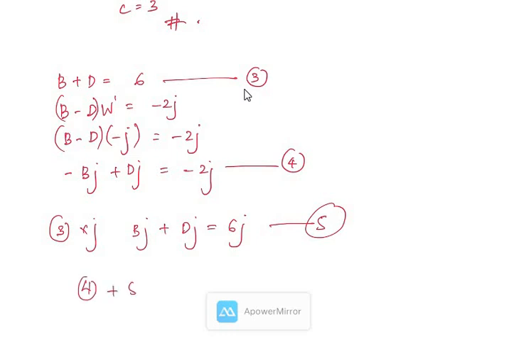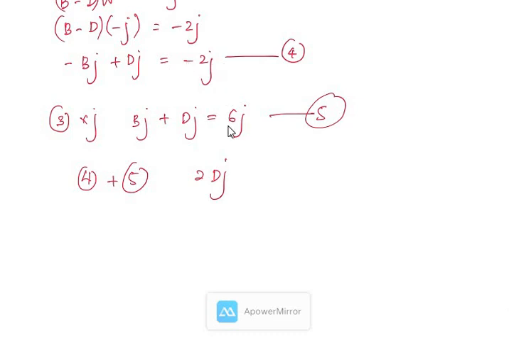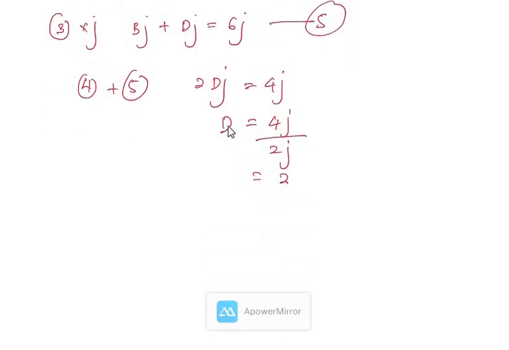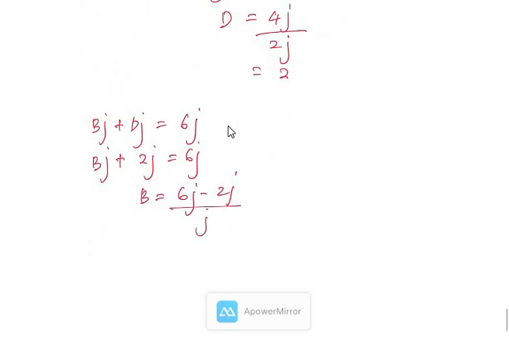So equation 4 plus equation 5. Minus Bj plus Bj, you get 0. Dj plus Dj, you get 2Dj. And then minus 2j plus 6j, you get 4j. So D equal to 4j divided by 2j, which is equal to 2. Then I substitute D equal to 2 into the equation Bj plus Dj equal to 6j. So Bj plus 2j equal to 6j. Therefore B is equal to 6j minus 2j divided by j, and I get the answer is 4. 4j divided by j, so I get 4.